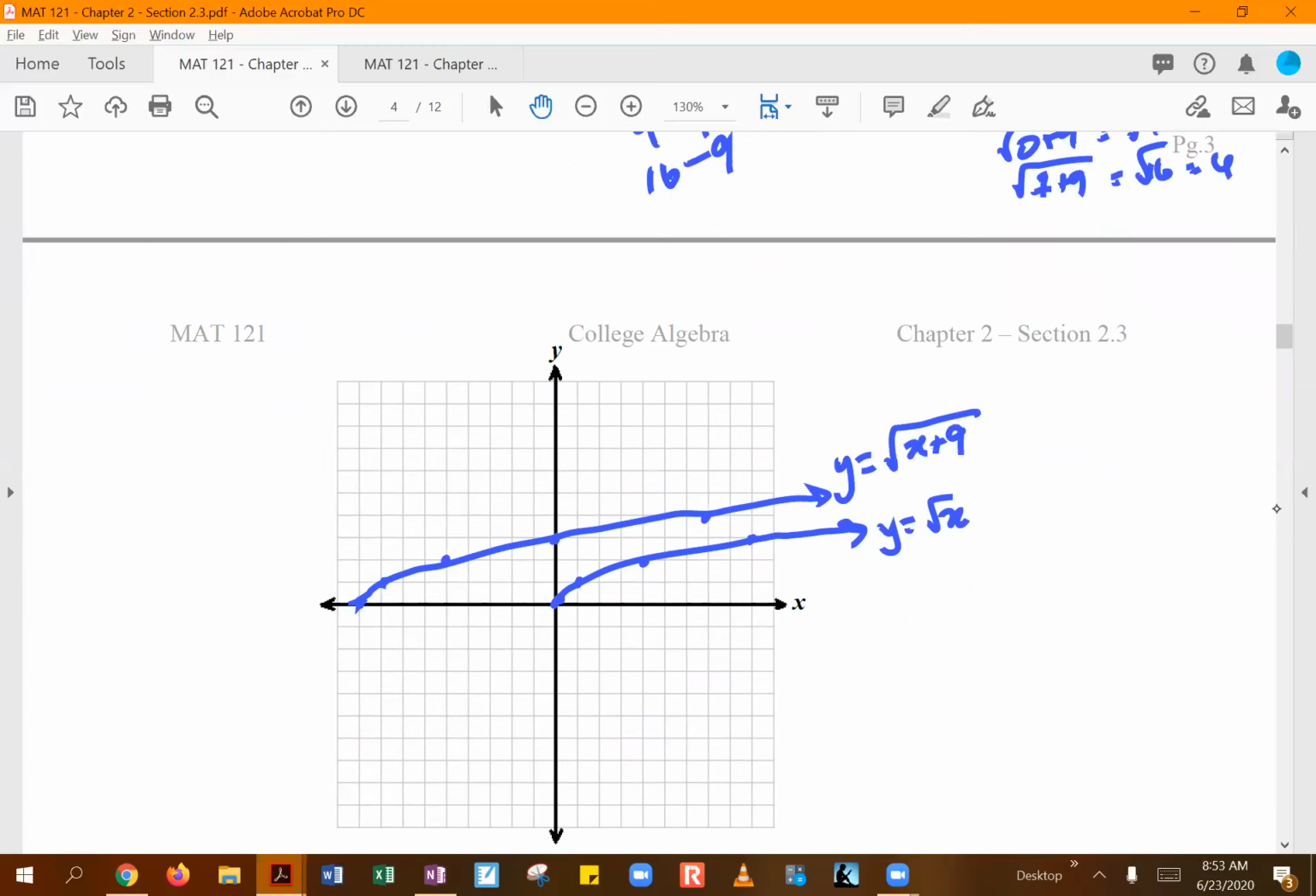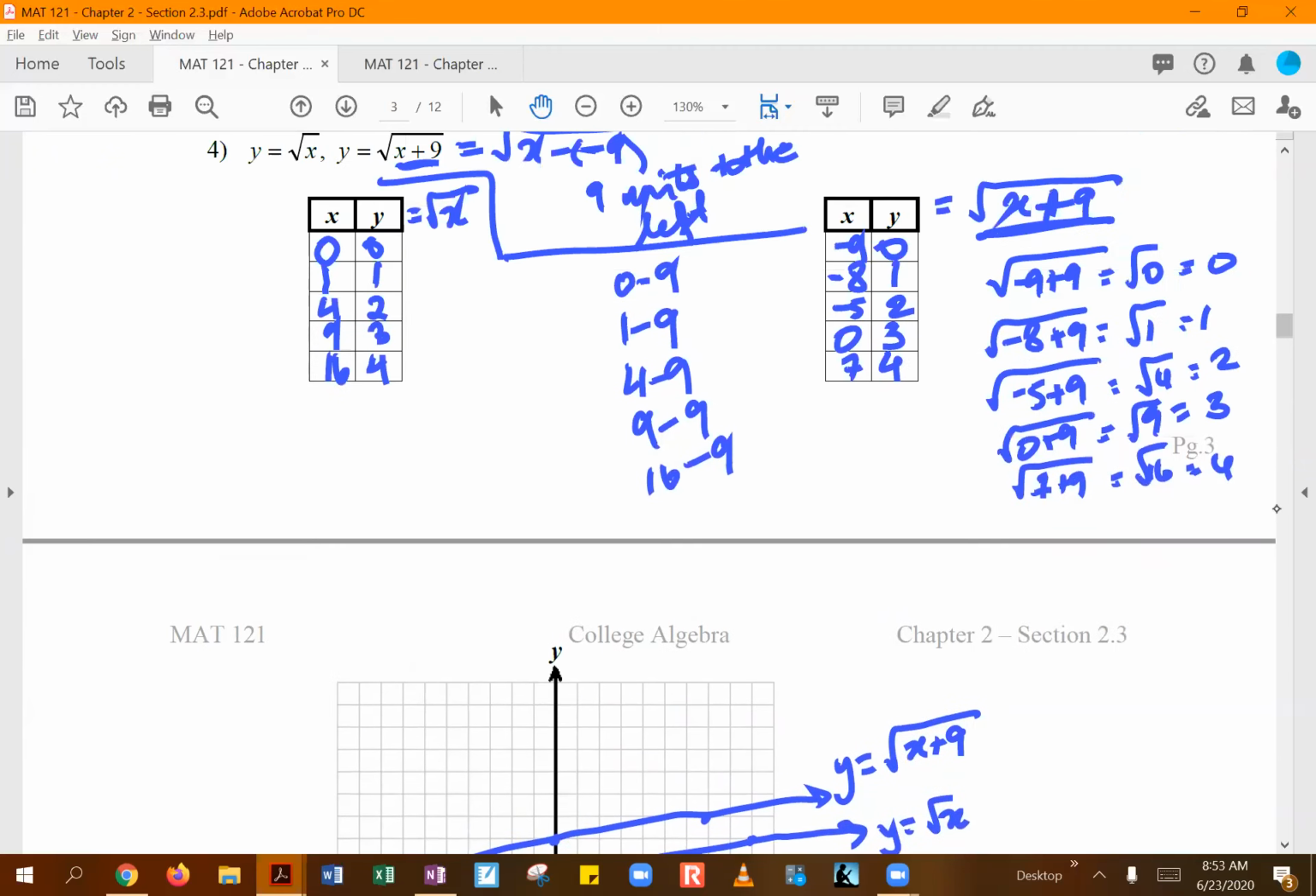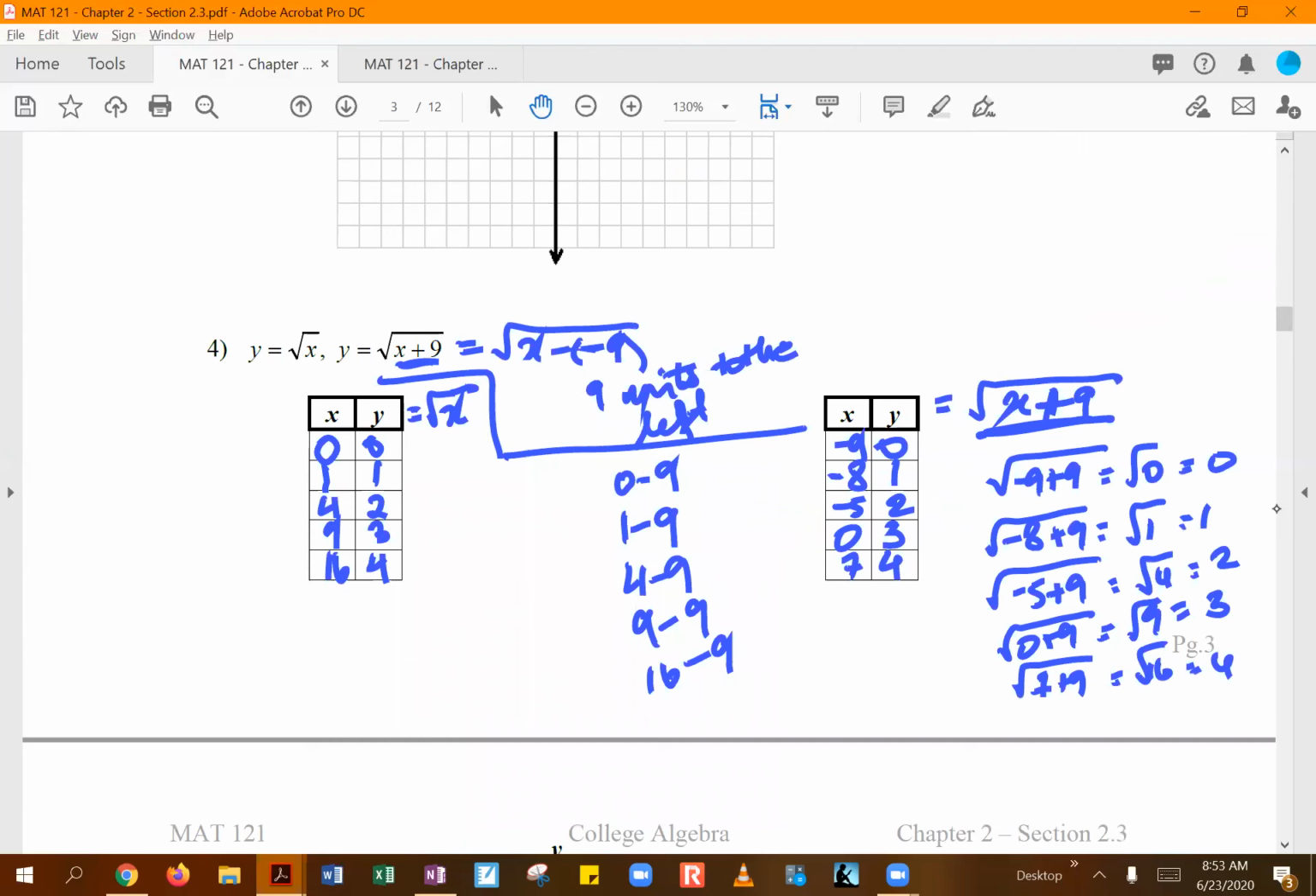And again, you can clearly see that the original function y equals square root of x was starting at the origin 0, 0. And by adding that 9 to our x variable, you can see our graph has moved 9 units to the left.